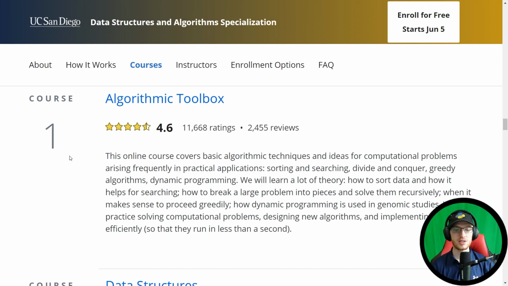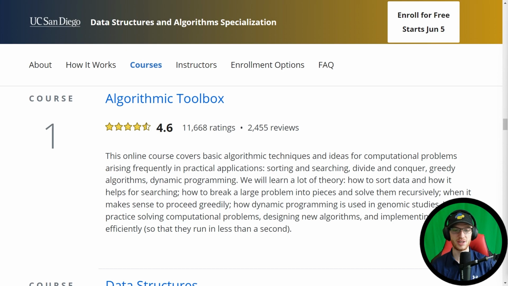and doesn't go into the useless stuff. So we will learn a lot of theory: how to sort data and how it helps for searching, how to break a large problem into pieces and solve them recursively, when it makes sense to proceed greedily, how dynamic programming is used in genomic studies. You will practice solving computational problems, design new algorithms, and implement solutions efficiently so that they run in less than a second. Okay, that is hands down the best description I've ever seen for a Coursera course.